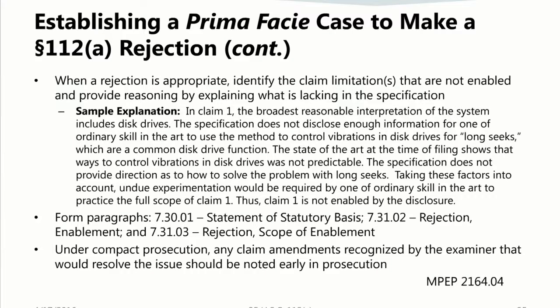In drafting a rejection, the examiner should identify the claim limitation or limitations that are not enabled and provide reasoning by explaining what is lacking in the specification. A sample explanation is shown here. Form paragraphs are available for the examiner's use in making a rejection for lack of enablement under 112(a). As a reminder, under compact prosecution, any claim amendments recognized by the examiner that would resolve the issue should be noted early in prosecution.